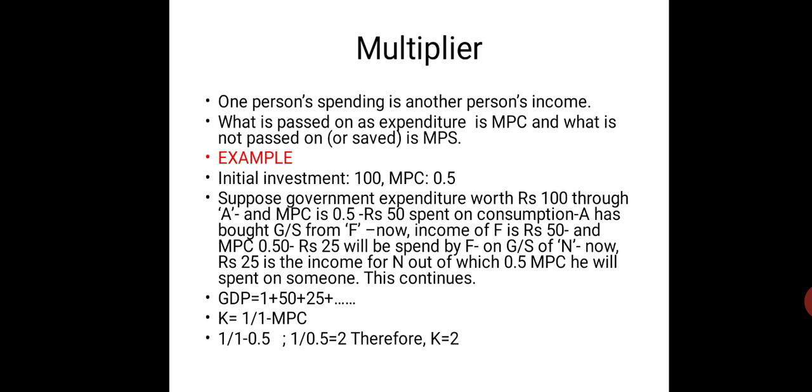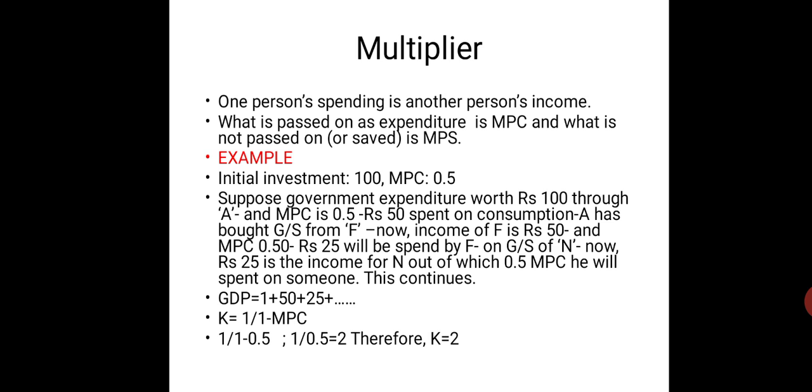Again here also MPC is 0.5. Nikhil also, with that 25, spends 50% of it on goods and services. This continues till it reaches a time where it becomes so small. Already it is half of 25, then again half of that, so it becomes so less that ultimately the multiplier effect starts becoming zero. So this continues till it becomes zero.